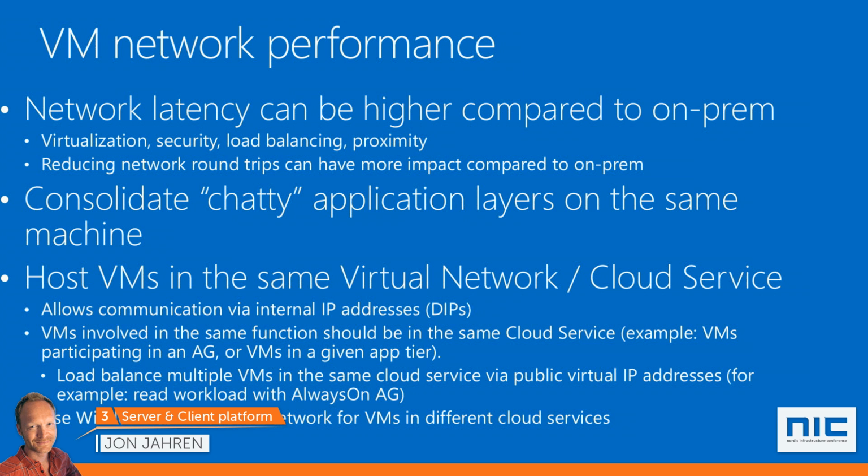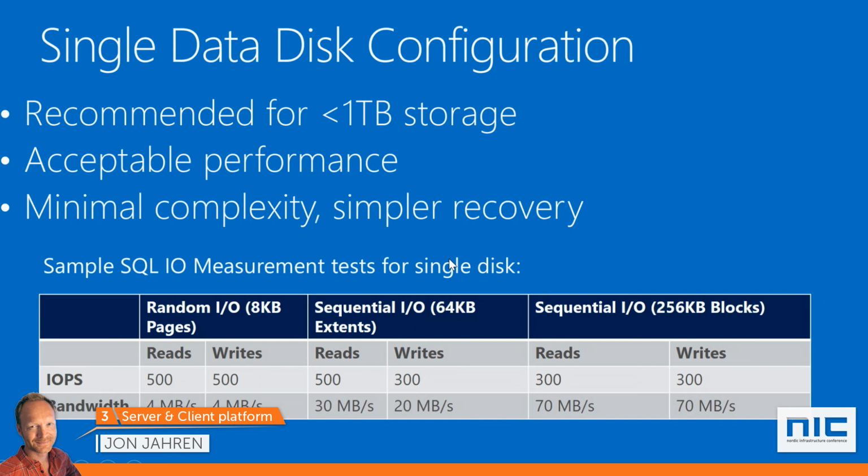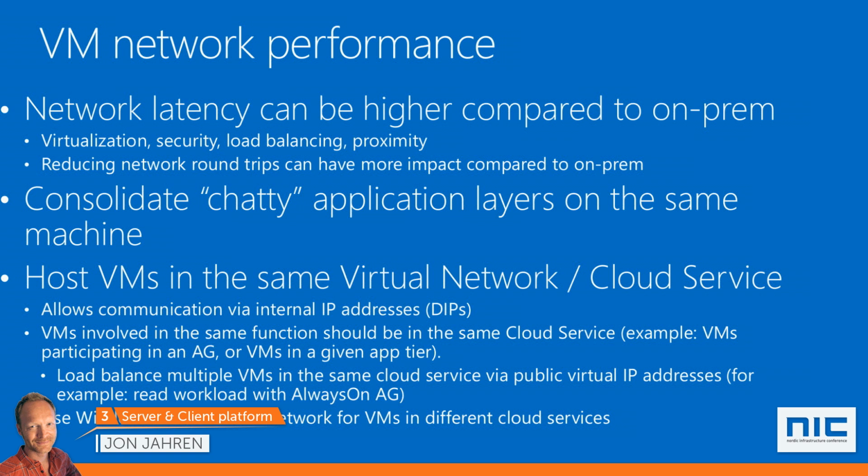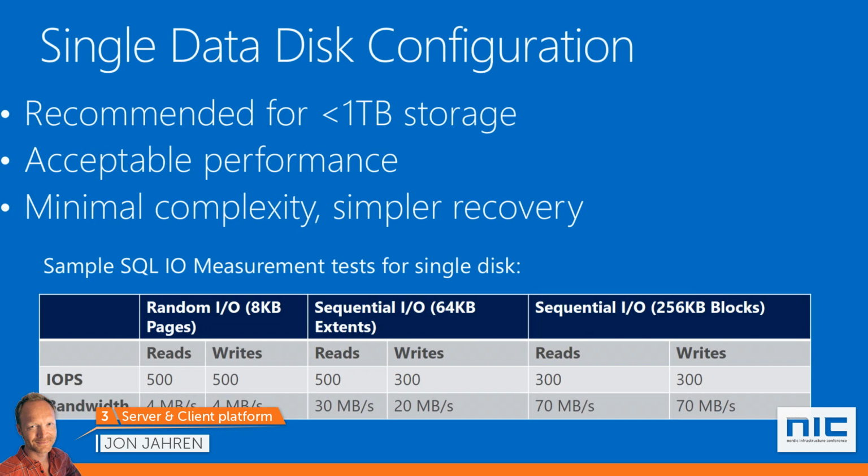Also, it's very important to host VMs in the same virtual network and at least the same location, or else we're starting to get very, very big latency problems. Also, it's very important to drill a little bit into the data disk configuration. So typically, as I talked about earlier today, a single Azure disk gets about 500 IOPS.